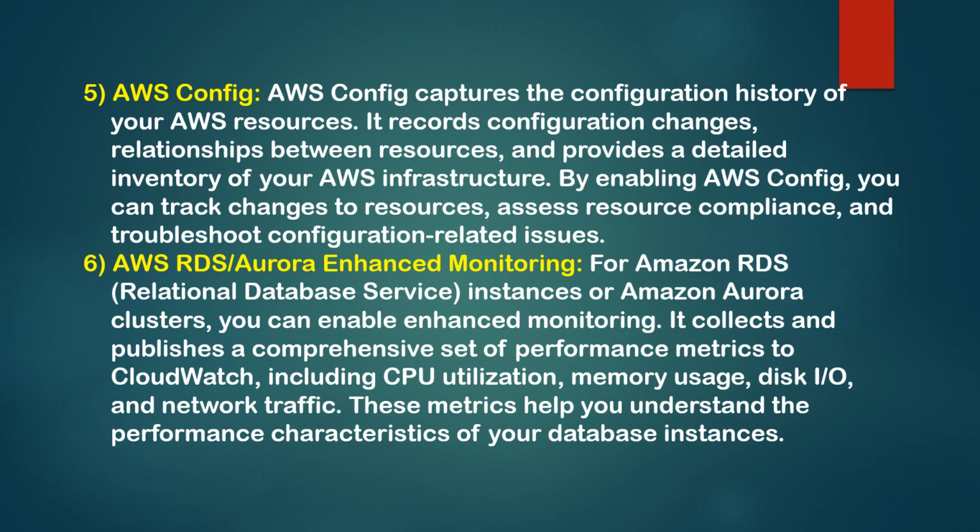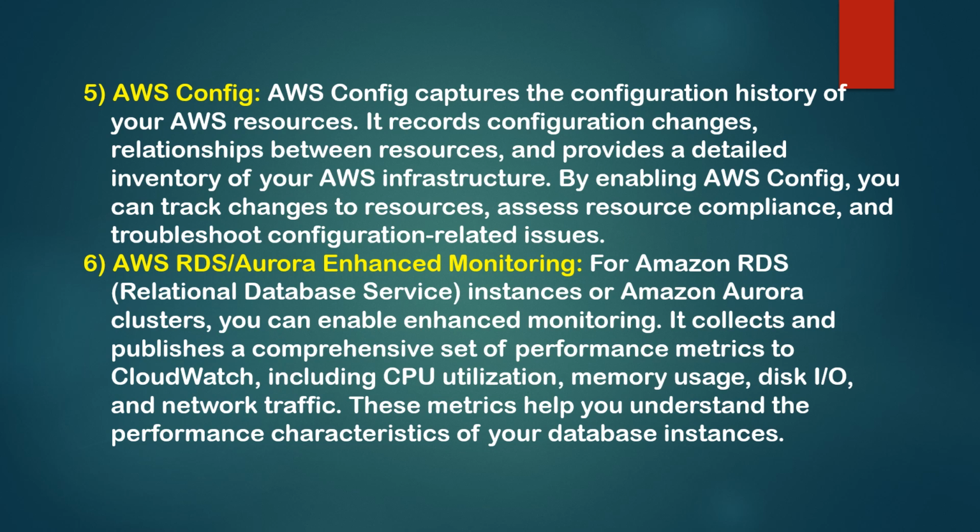Number 5. AWS Config. AWS Config captures the configuration history of your AWS resources. It records configuration changes, relationships between resources, and provides a detailed inventory of your AWS infrastructure. By enabling AWS Config, you can track changes to resources, assess resource compliance, and troubleshoot configuration related issues.